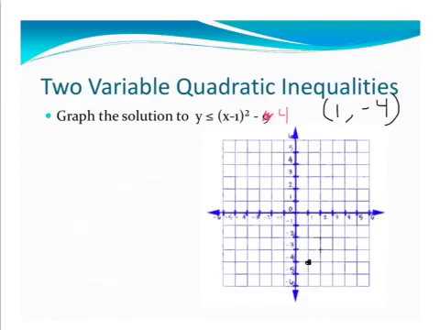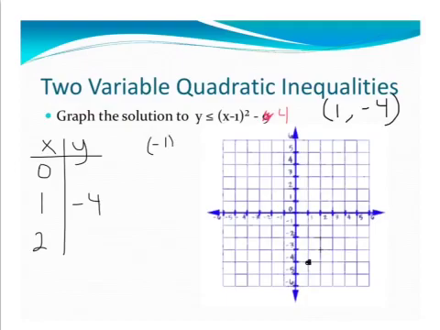There's my vertex. Now, to find the rest of the points, I'm going to make a t-chart. And we can use the t-chart anytime we want. So we have 1, negative 4 here, so I'm going to pick 0 and 2 for my other points. If I plug 0 in for x, I get negative 1 squared minus 4. That's going to give me 1 minus 4, which is negative 3. If I plug 2 in, I get 1 squared minus 4, so I get negative 3 once again, which makes sense. You should get the same thing. Alright, so those are our 3 points.